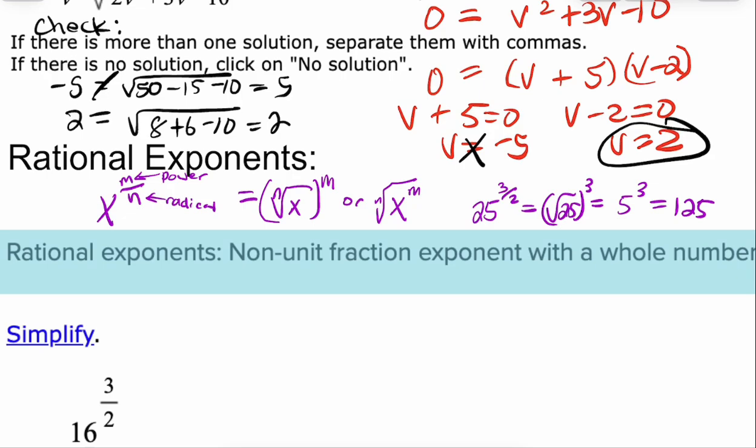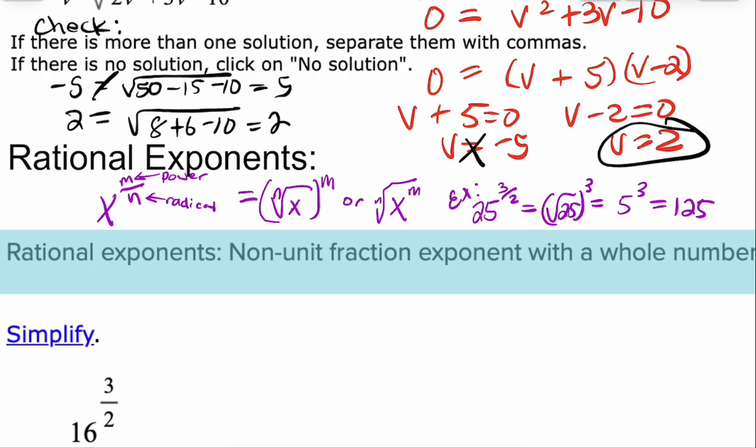So the bottom of your fraction is the type of square root you have, the type of radical you have. If it's a 2, it's a square root. If it's a 3, it's a cube root. If it's a 4, it's a 4th root, whatever it is. The top of your fraction, your numerator, is your power, okay?